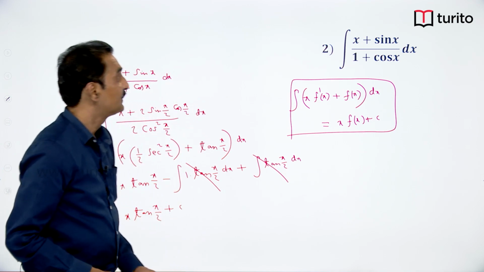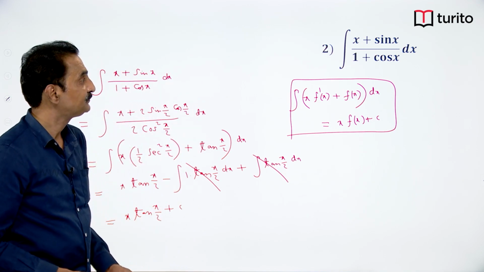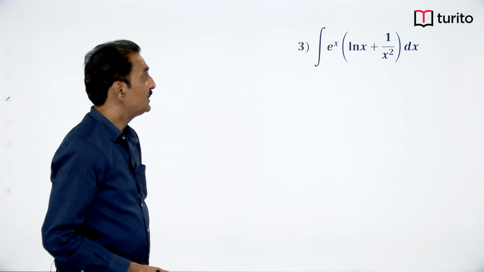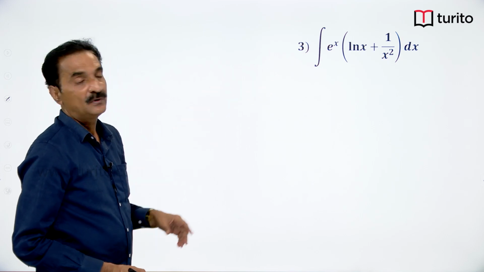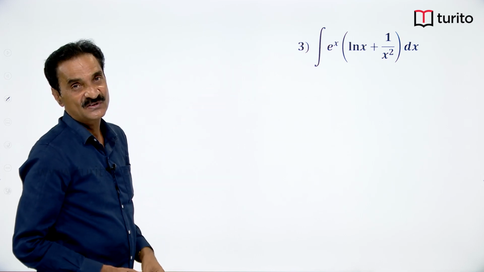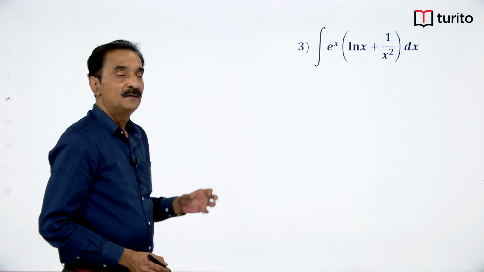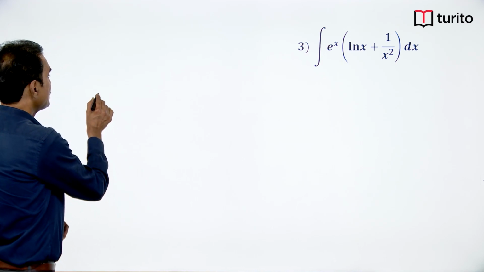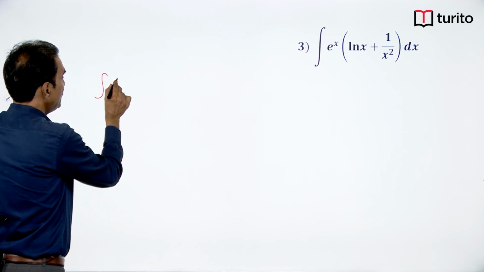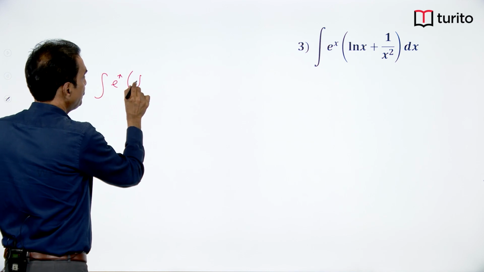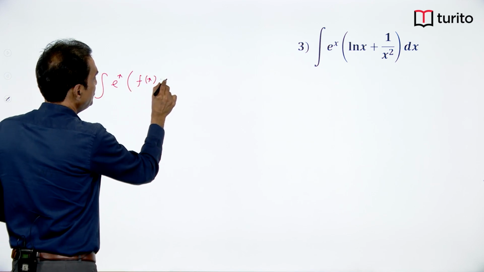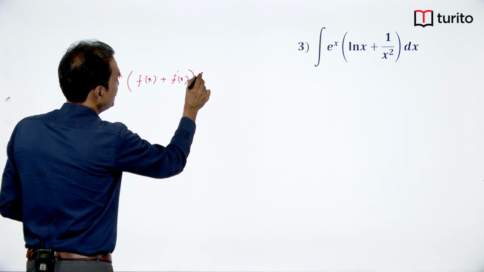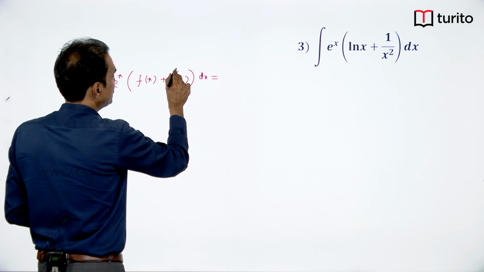Next, third question. Integral e power x into ln x plus 1 by x square. Yesterday in the previous class we have discussed the formula integral e power x into f of x plus f dash x dx is equal to e power x f x.